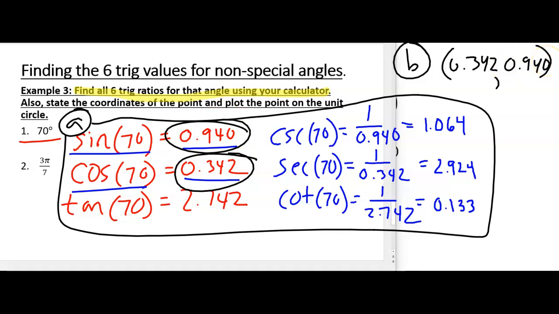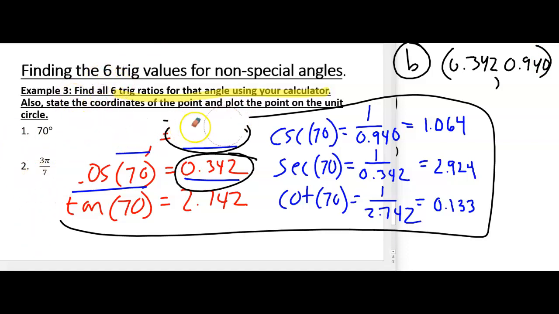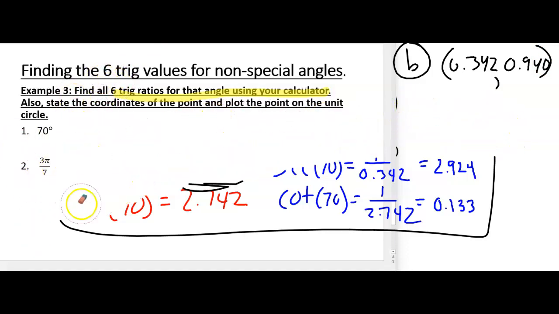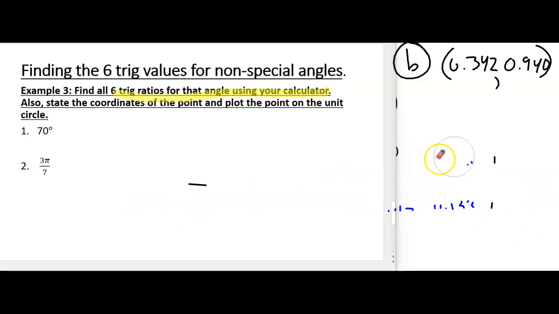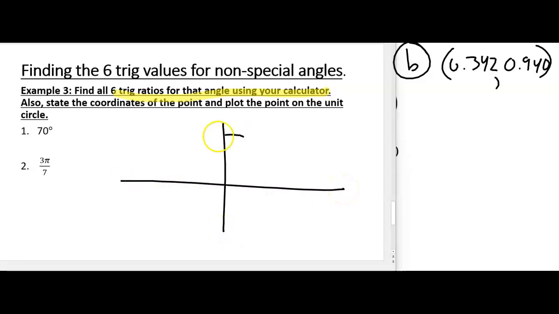Okay, and then when it comes to part C, if I wanted to plot all that, just so we can get an idea of where it's at, there's 2 ways you could do it. One way is you could just find out where 70 is. You guys know that 70 would be somewhere right about there, right? So there's that point.